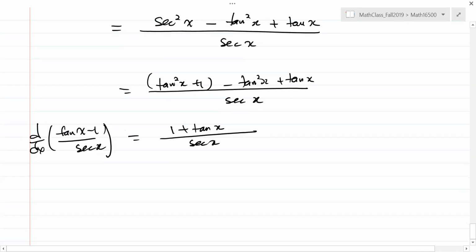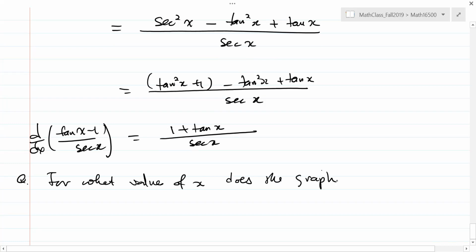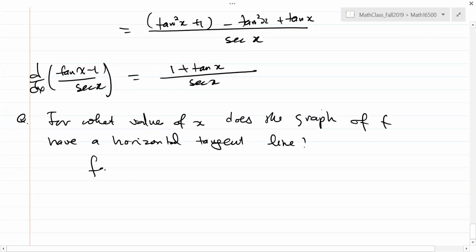Our next problem is applications. Okay? For what values of x does the graph of f have a horizontal tangent line? Okay, so my function f of x is going to be x plus 2 sine x.